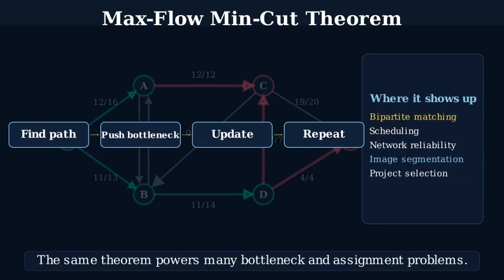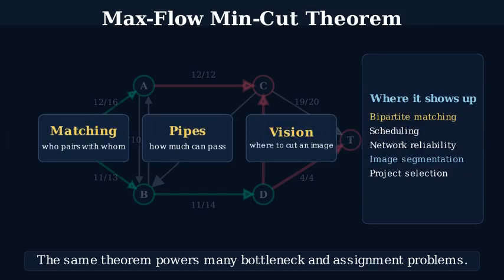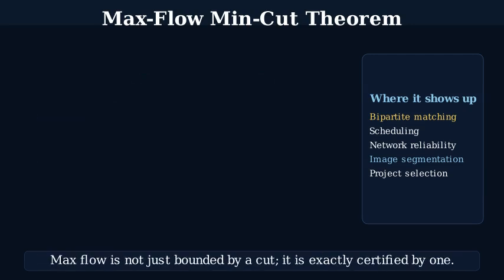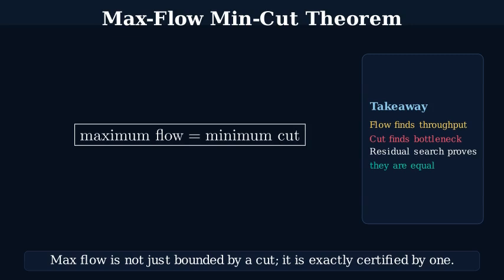The theorem appears far beyond pipe networks. It supports bipartite matching, scheduling, project selection, network reliability, and image segmentation. In each case, max flow searches for what can be routed, while min cut explains the bottleneck that prevents anything better. So the memorable slogan is this: maximum flow equals minimum cut.